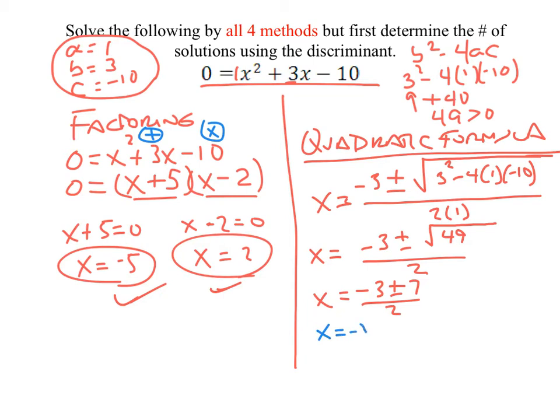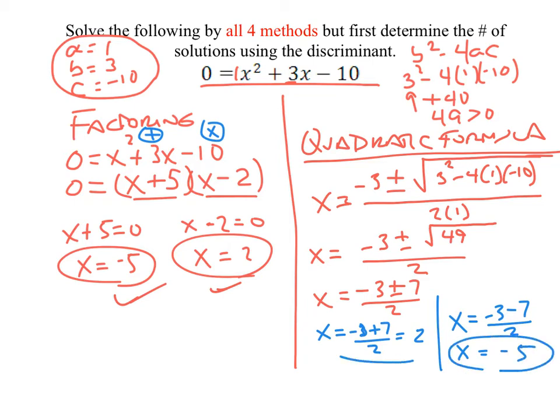So one x is negative 3 plus 7 divided by 2. So what is that? That's going to be 4 divided by 2. That's 2. And one's going to be negative 3 minus 7 divided by 2. And that is going to be, what's that? Negative 10 divided by 2 is negative 5. And there we go. We got the same solutions as I did a minute ago. We should, because it's the same quadratic equation, just using a different method.